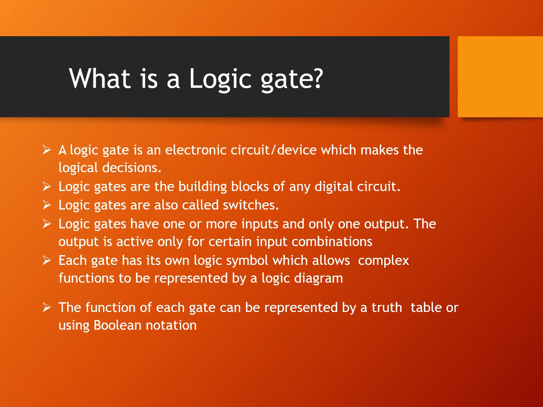Logic gates have one or more inputs and only one output. The output is active only for certain input combinations. Each gate has its own logic symbol which allows complex functions to be represented by a logic diagram. The function of each gate can be represented by a truth table or using Boolean notation.